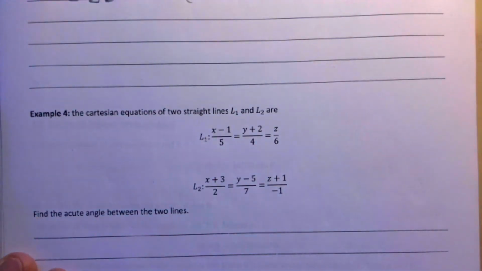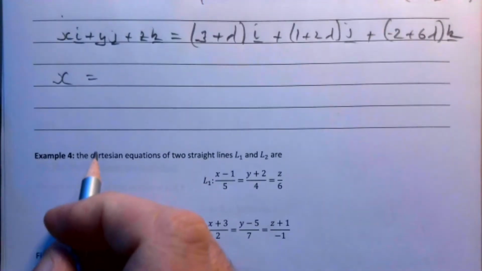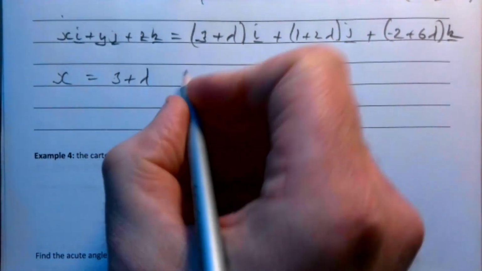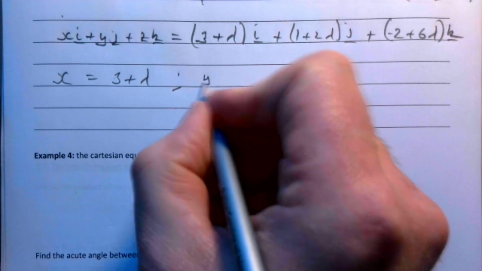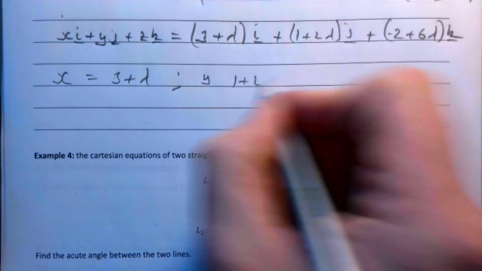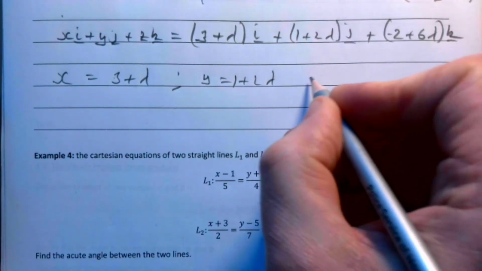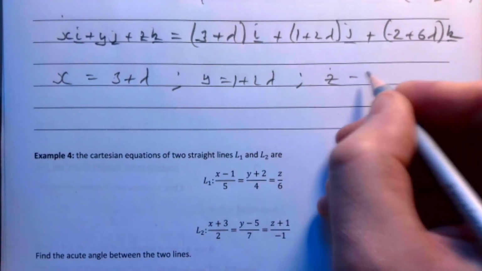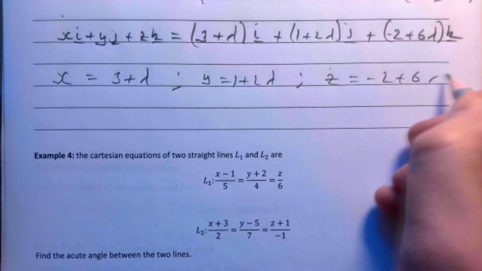Let me grab myself another pencil here, it's a bit sharper. Here we go. So that means my x bit is equal to 3 plus lambda. My y is 1 plus 2 lambda. And my z, sorry, is minus 2 plus 6 lambda.